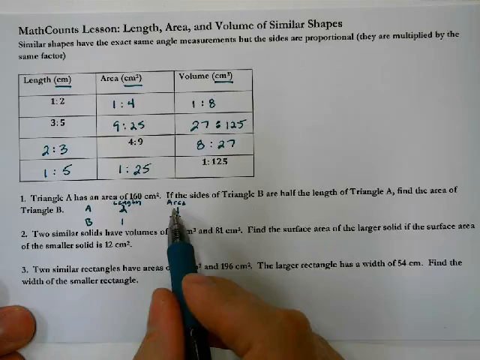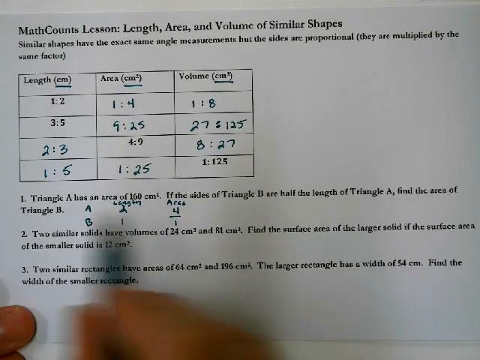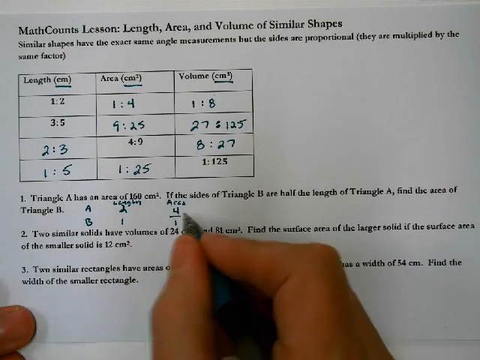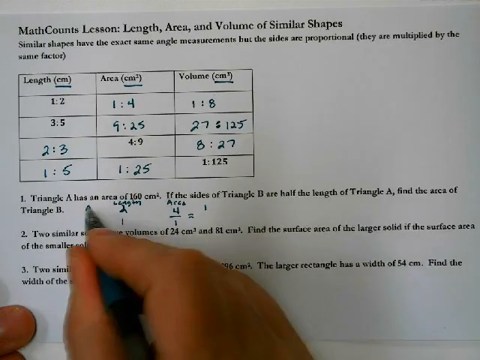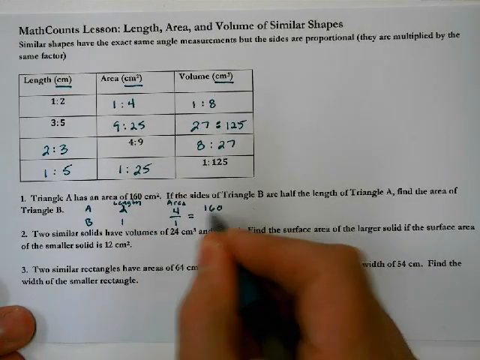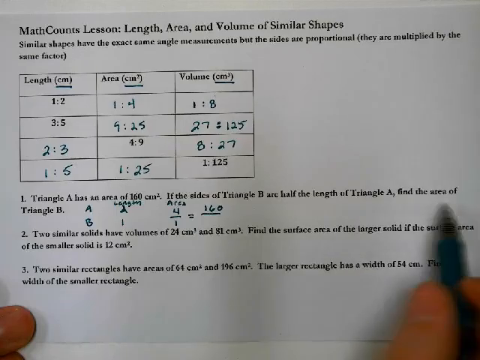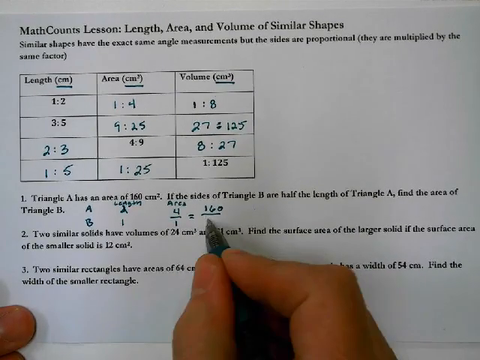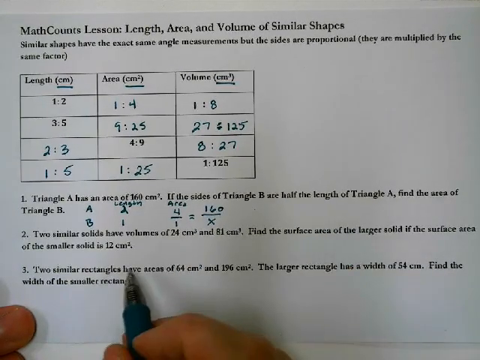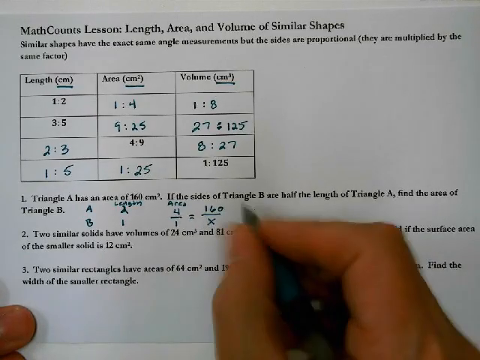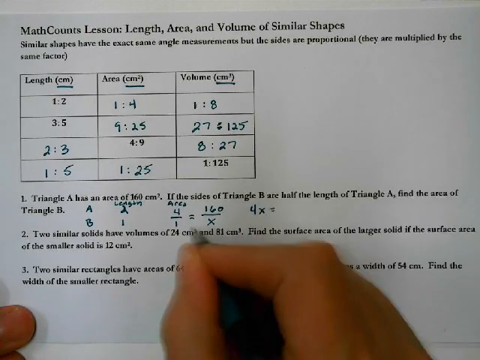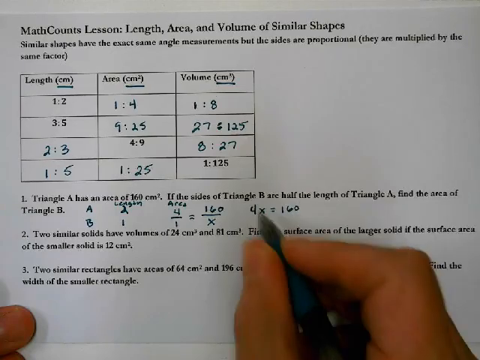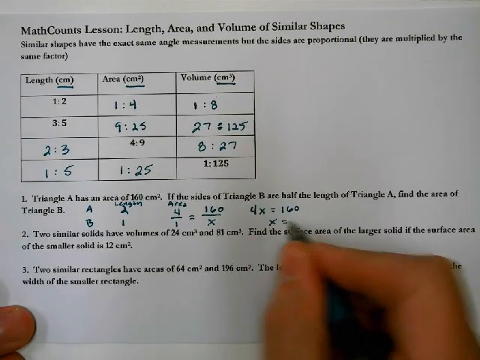So our areas should be in a ratio of 4 to 1. We know that A has an area of 160. So A I'm putting on top, and then we're looking for the area of B. B is on the bottom, so that's going to be my x. And then you can just use cross products at this point. 4 times x is 4x. 1 times 160, 160. Divide by 4, x is equal to 40.